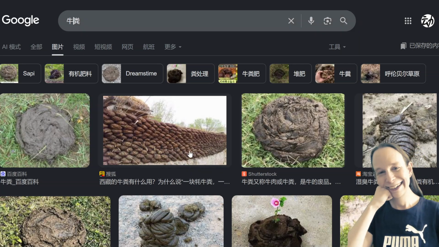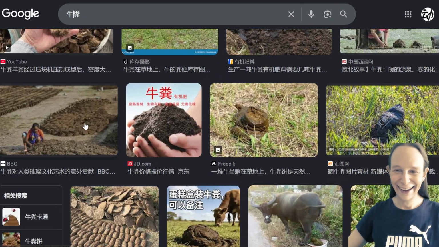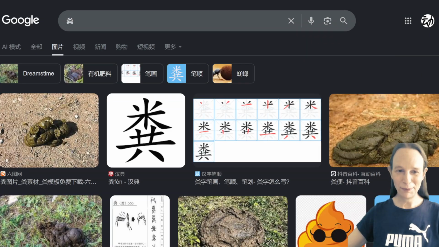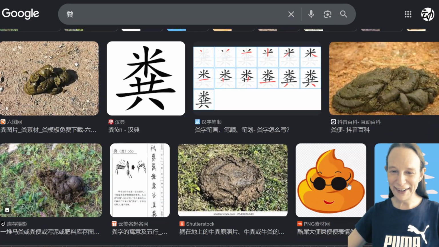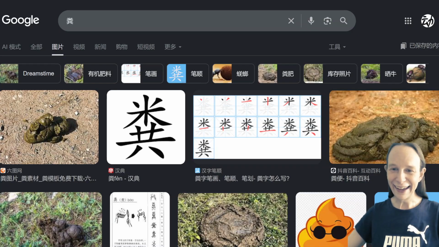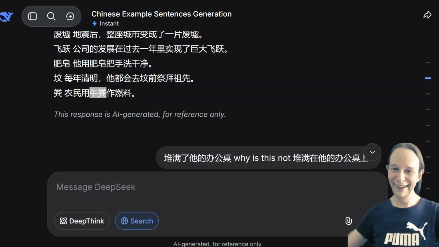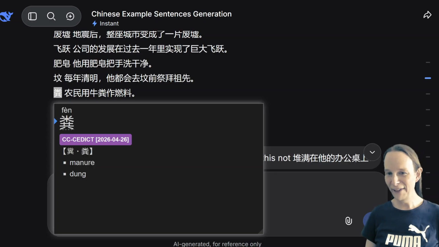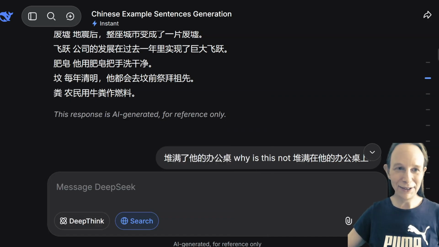That's hilarious. I'm going to use this poopy to make a wall. All right. What other fins are there? You can look at, there you go, poopy. Is this the fin emoji? Yeah, poopy. Or dung or whatever. Manure. 肥料 is manure. 粪 is dung.